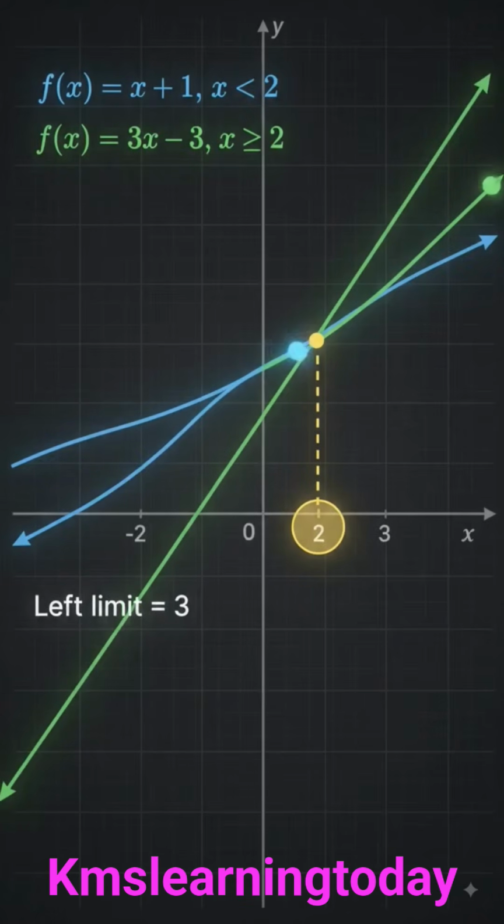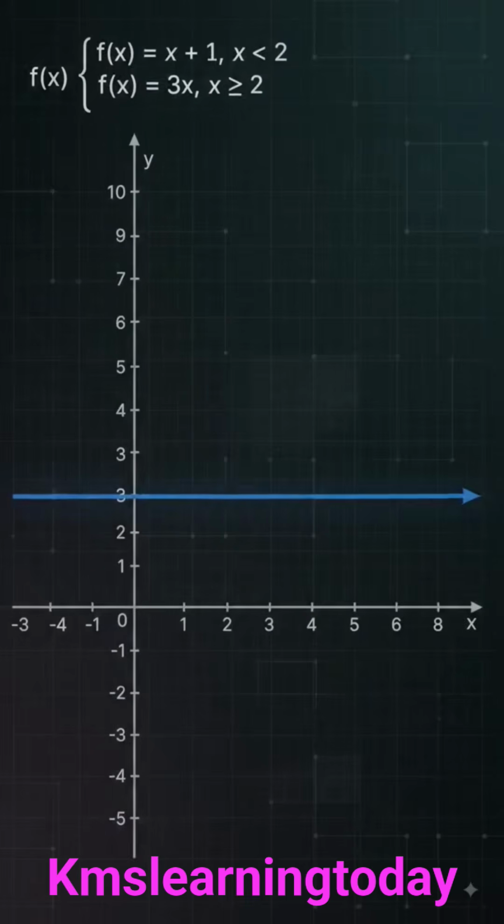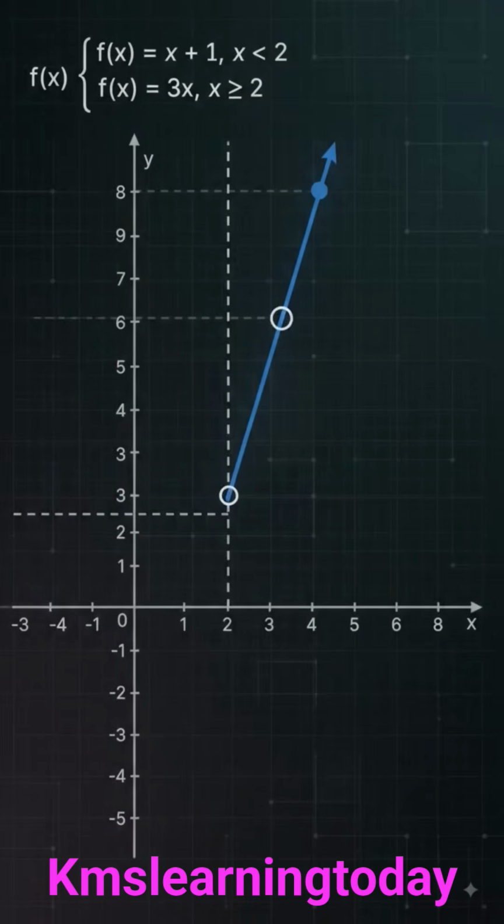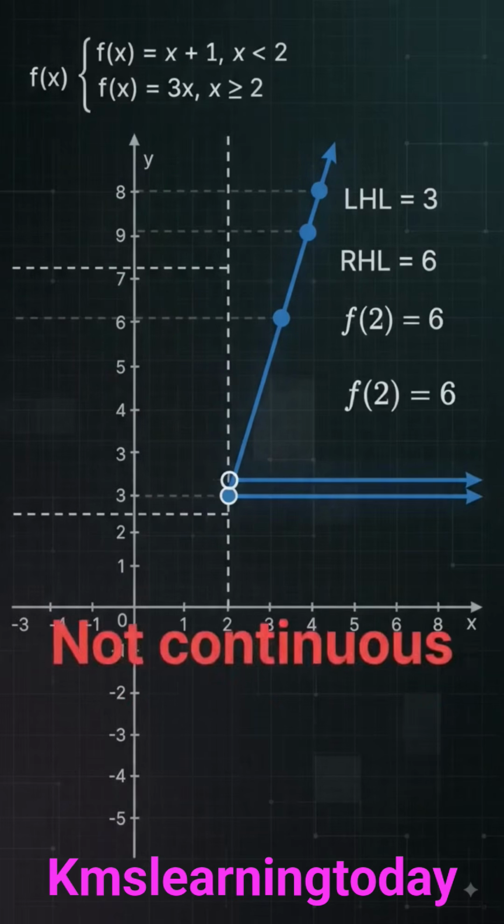At x equals 2, the left-hand limit is 3, the right-hand limit is also 3, and the function value is 3. Now change the second part to 3x. At x equals 2, the left-hand limit is 3 while the right-hand limit is 6. Because the one-sided limits are different, the function is not continuous at 2.